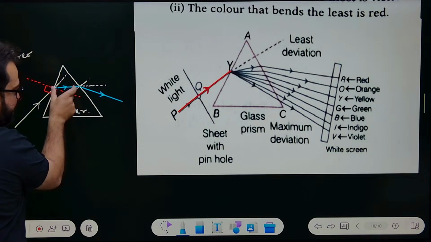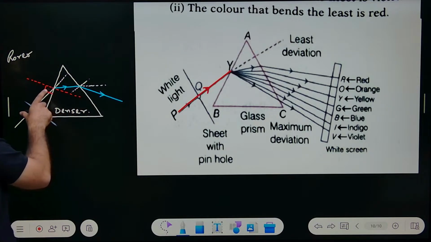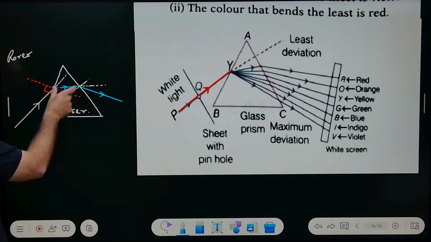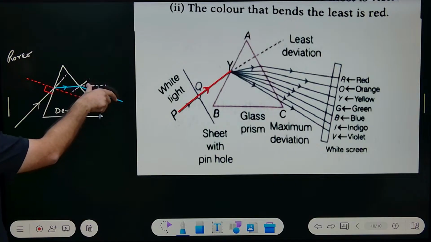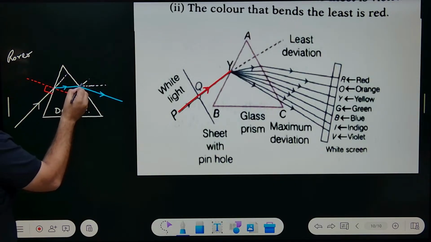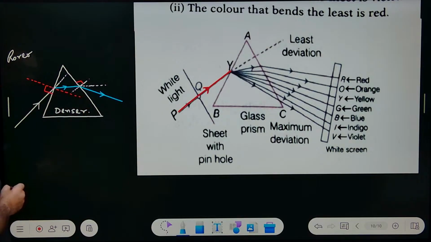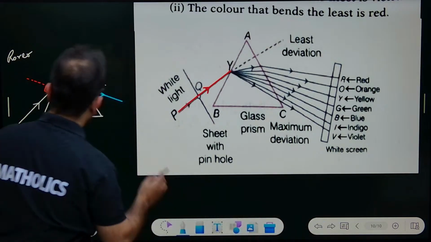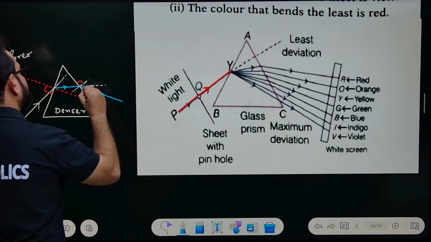Now my incident ray is this. So this was the incident ray. This was the refracted ray. Now this is the incident ray, and this will be the refracted ray. So this incident ray again. This is normal. So this angle is what, 90 degrees? Yes or no? See, this angle is 90 degrees. Yes or no? Yes, sir.